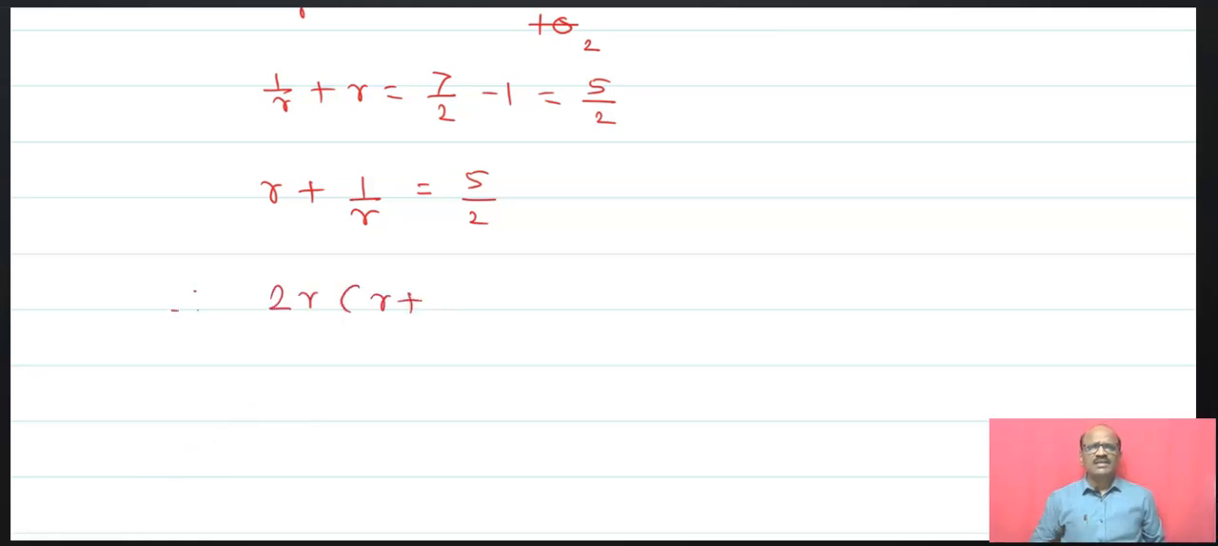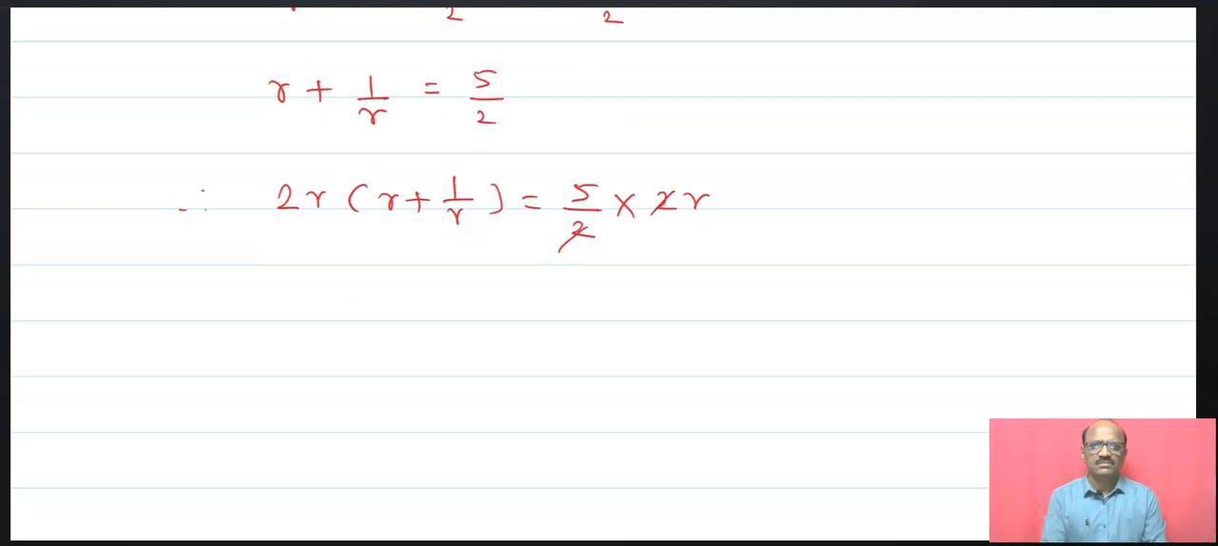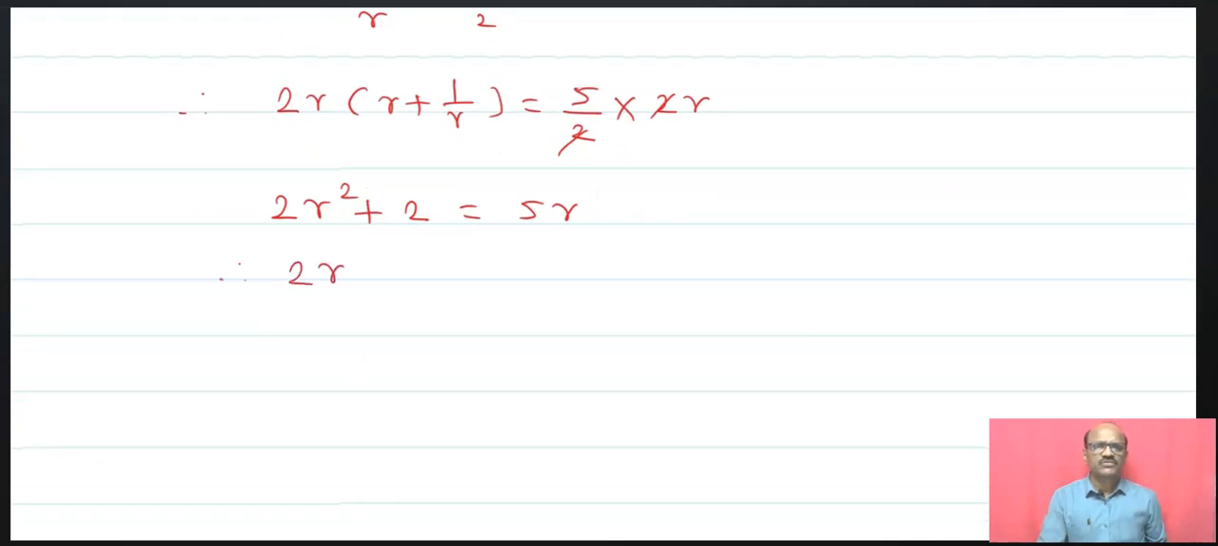Now see this, multiplied on both sides by 2R. Why are we multiplying on both sides by 2R? Because here the LCM will be 2R: this denominator is R, and here is a 2, and here is R upon 1, therefore the LCM of R and 2 is 2R. Therefore multiply on both sides by 2R: in bracket R plus 1 upon R equals 5 by 2 into 2R. Now see this, therefore you will get 2R square plus 2 equals 5R.